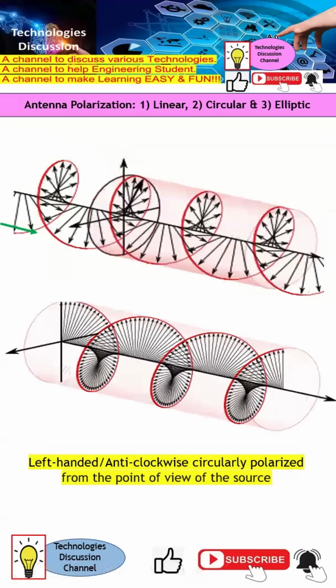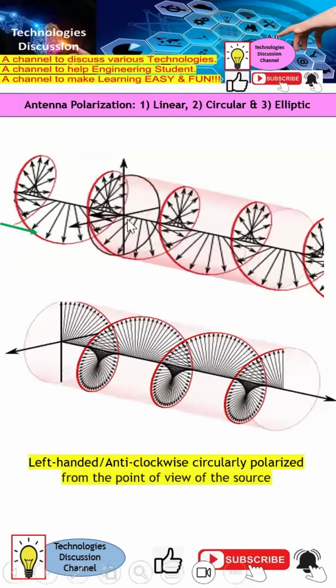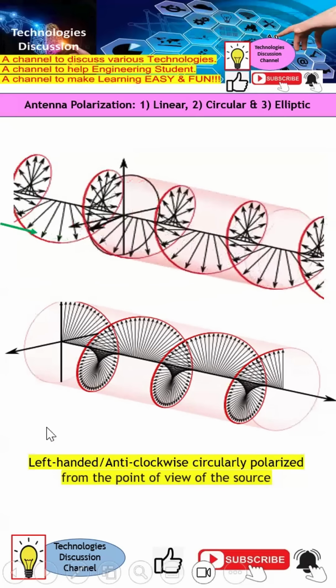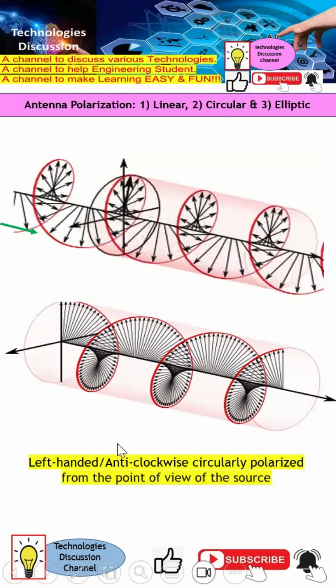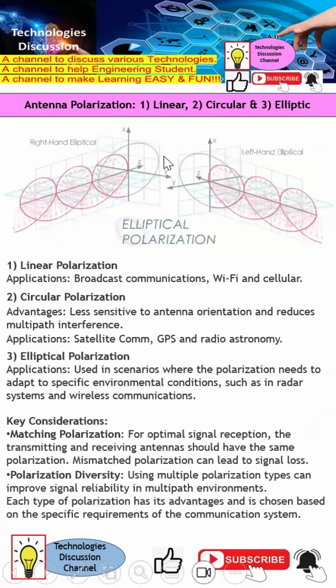It's also the same for left-hand. If you look in this particular direction from the source, you can see that it turns anti-clockwise. So from here, you call this left-hand anti-clockwise circular polarization. It is the same for elliptical polarization, which I leave for you to understand on your own. Basically, let's come to the applications.